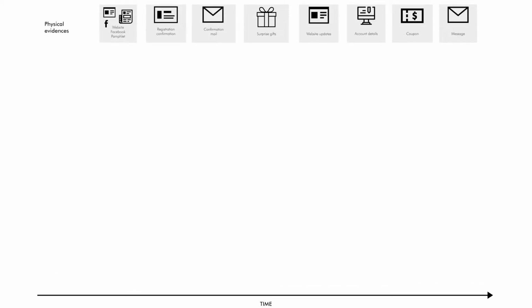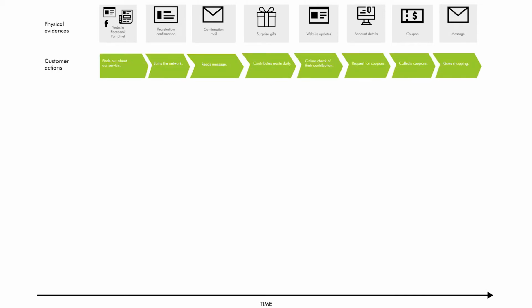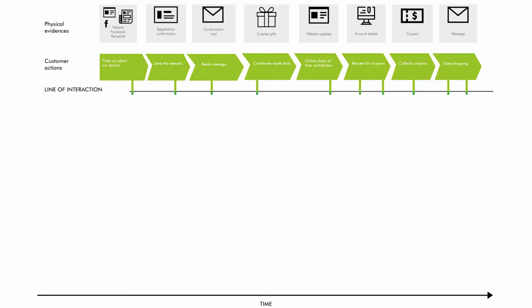The second dimension is physical evidence. All the tangible elements related to each step of the buyer journey that can influence customers' perception. They can be flyers, mails, delivery vans, uniforms, notifications, websites, and so on. Customer actions represent the steps that a customer takes during a service delivery. Then you can add a line of interaction. You should divide the customer's actions from the service provider's ones.